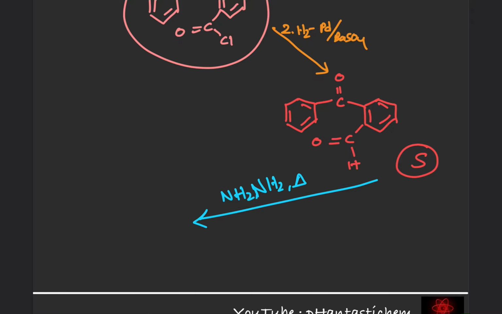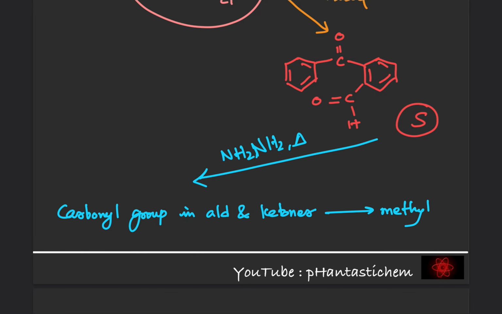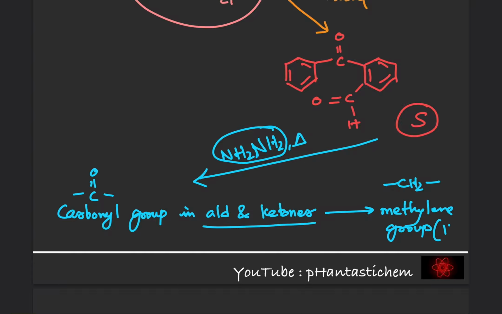Okay, so the carbonyl group in aldehydes and ketones is important. The carbonyl group in aldehydes and ketones is reduced, or converted, to a methylene group. That is, the C double bond O is converted to a CH2 group when heated with hydrazine to form a hydrocarbon. That is, we start with an aldehyde or ketone, and we ultimately get a hydrocarbon. So this is the famous Wolff-Kishner reaction.